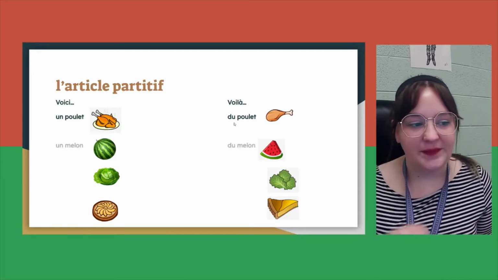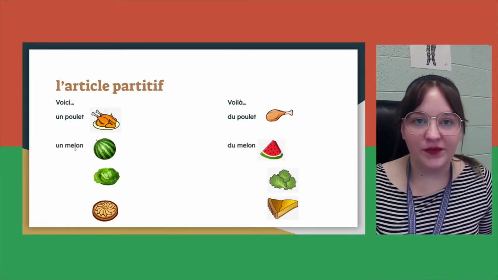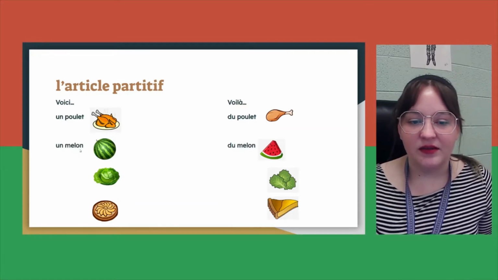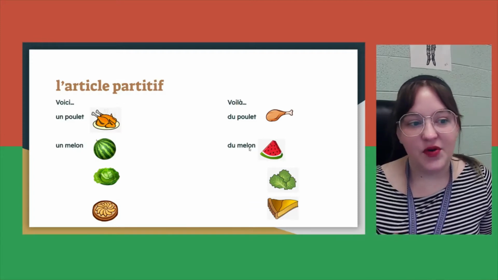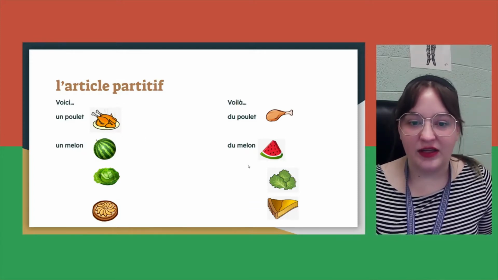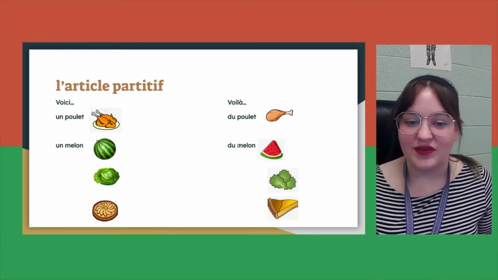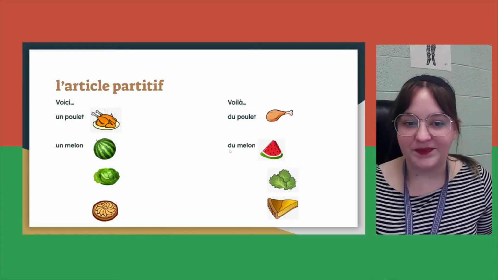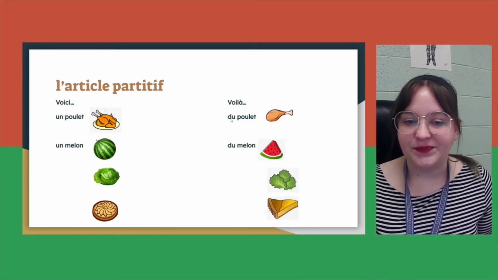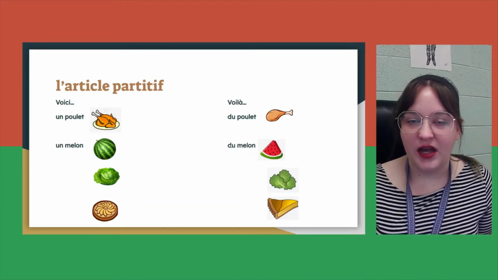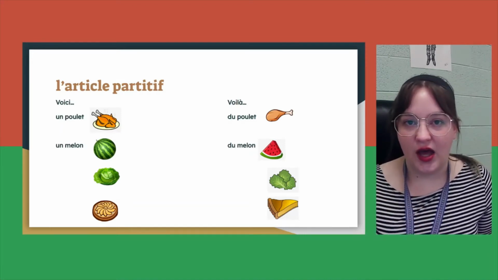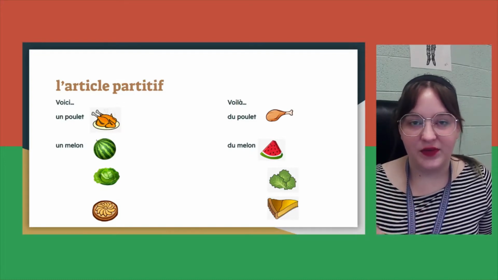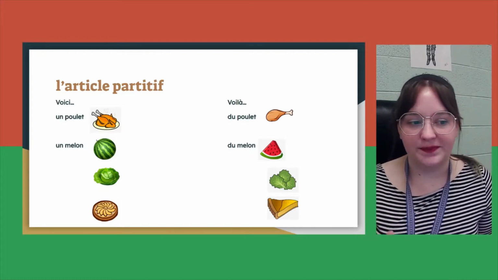Let's keep going. So we've got un melon, a melon, versus du melon, some melon. Most likely you're not going to be eating a whole melon, you're going to be eating some of it, so you would use the partitive article du. And remember, du is a contraction of the words de and le, right? De of le, the, de le together makes du.